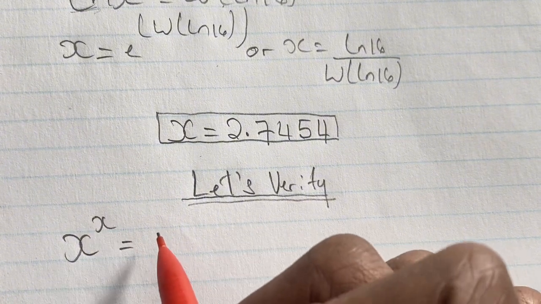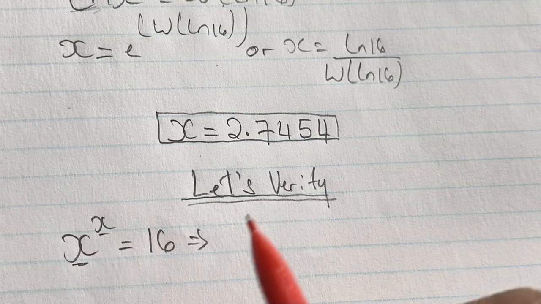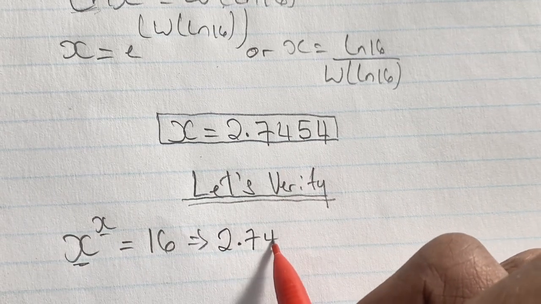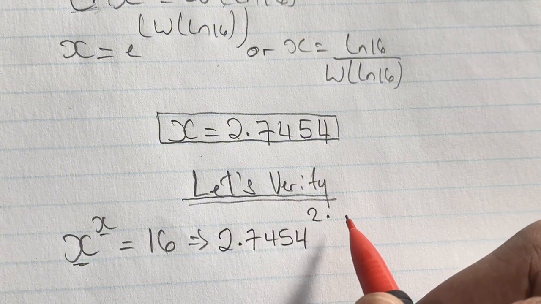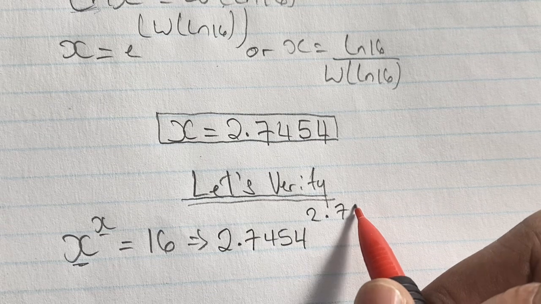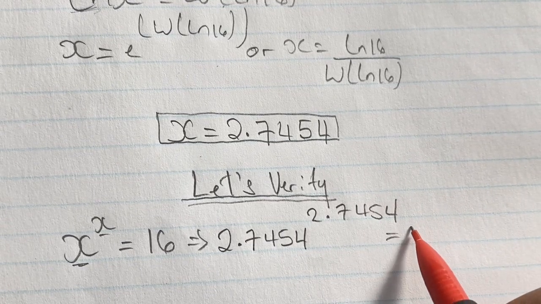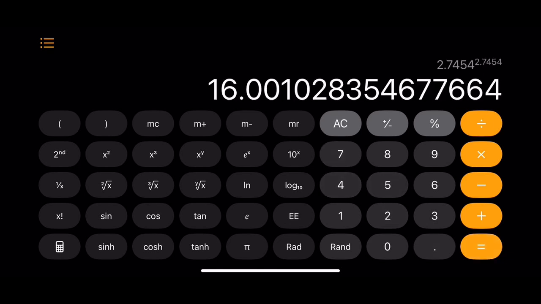So we said that we have x to the power of x is equal to 16. And now that we have the value of x to be 2.7454, we can plug that in. So we say that in the base we have 2.7454 and in the power we have 2.7454. And now is this equal to 16? So we will check this response to our solution to be 16. Now plugging our solution into our calculator, we test to see if our result is 16, and there we have it, our solution is verified.